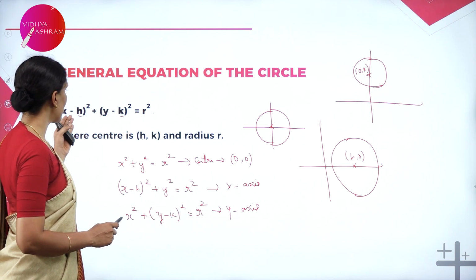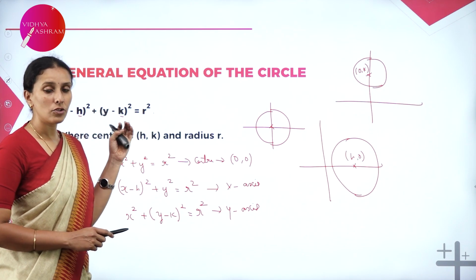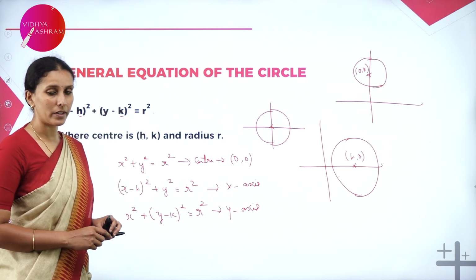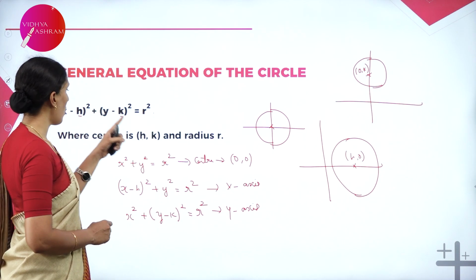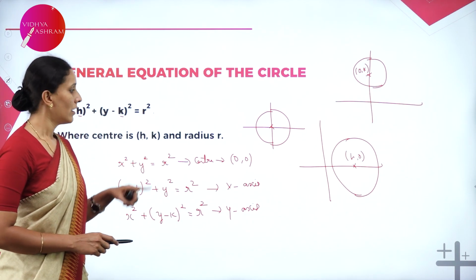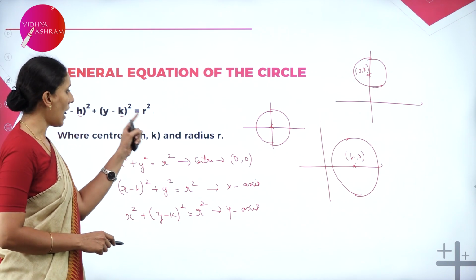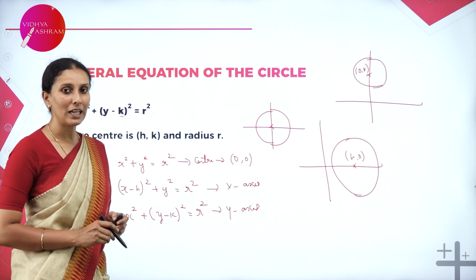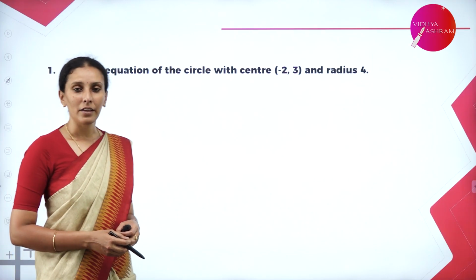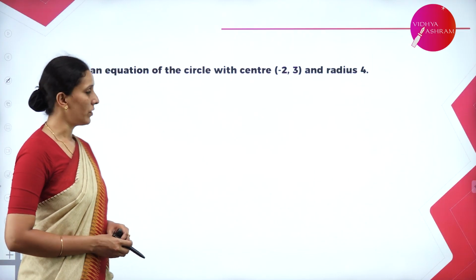Otherwise, in any other case, it can be written as (x minus h) whole square plus (y minus k) whole square is equal to r square, where h, k represents the coordinates of the center and r represents the radius of the given circle. Now let us take the problems based on the equations of the circle.